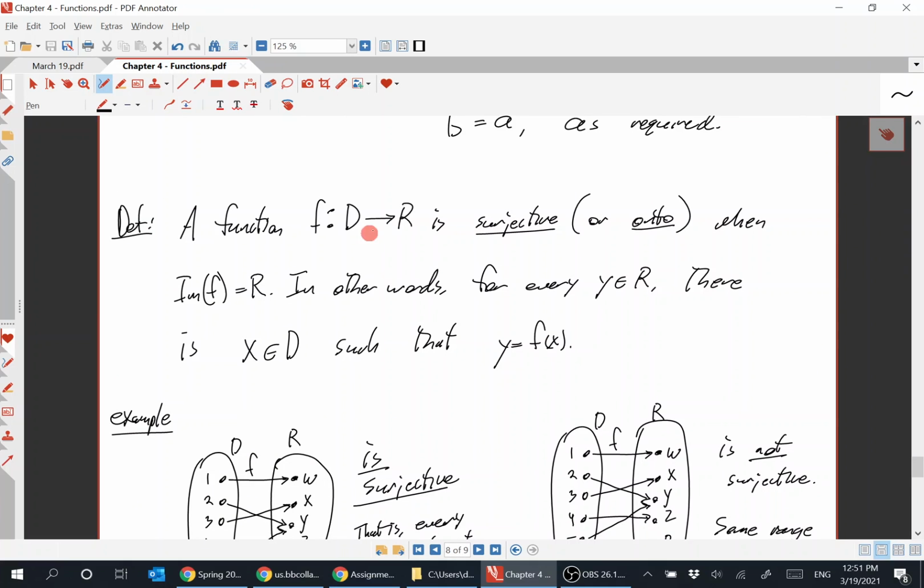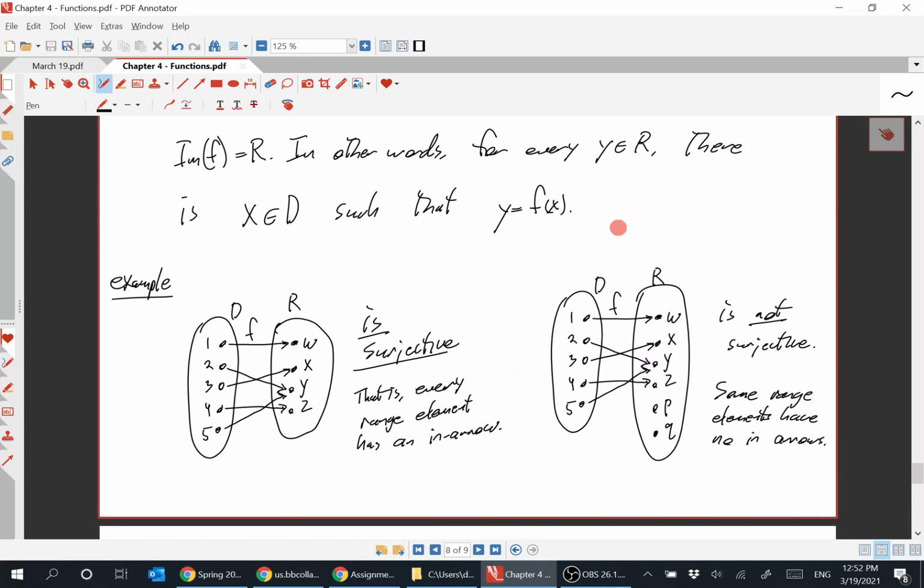So a function f from D to R is surjective, and the more colloquial term is onto. With injective, the more colloquial term is one-to-one, which is a very descriptive and nice term. Onto is kind of awkward because it's not really an adjective. It means the image of the function is R itself. In other words, for every y in the range, there is x in the domain such that y equals f of x.